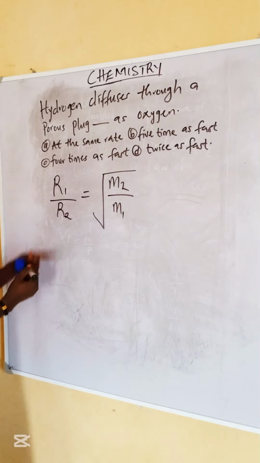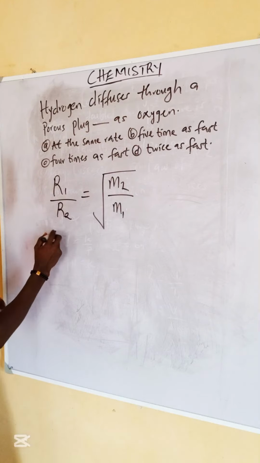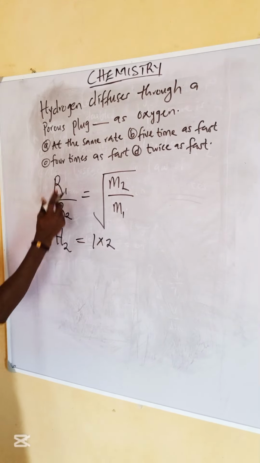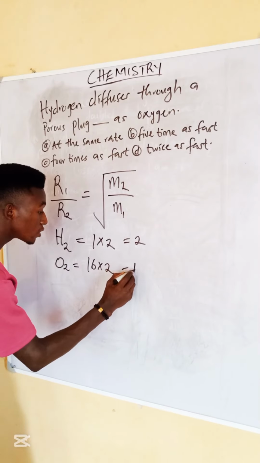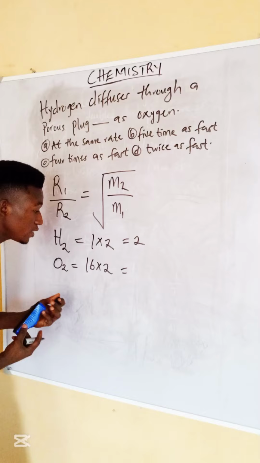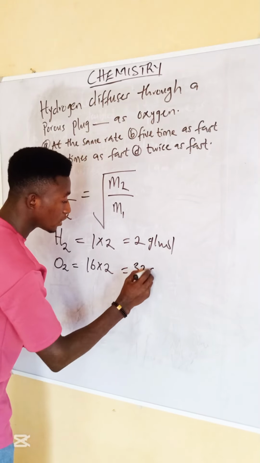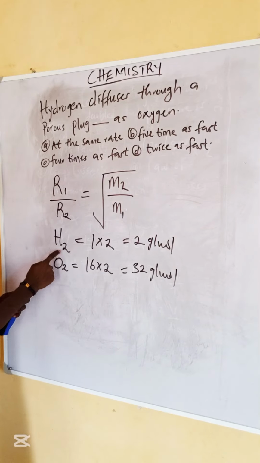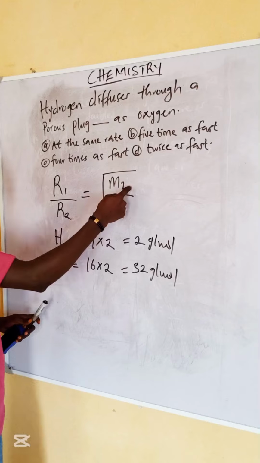All right, looking at the gases we are supplied, let's get our relative molecular mass from there. Hydrogen equals 1 times 2, which gives 2. Then oxygen equals 16 times 2, which gives 32 grams per mole. So now I have my relative molecular masses. Hydrogen is my M1, its relative molecular mass, and oxygen is my M2.